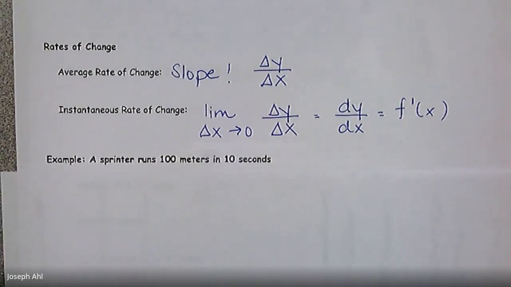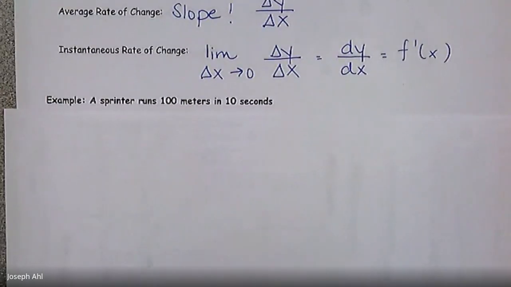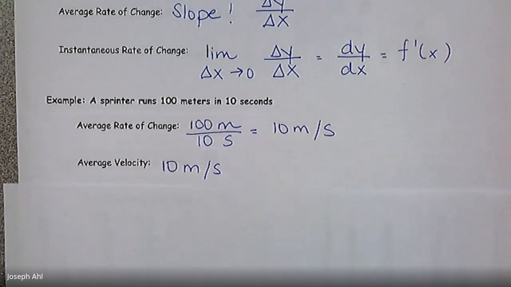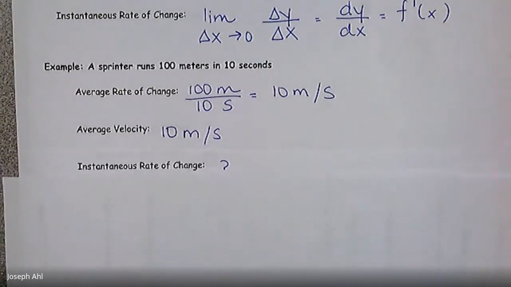So here's a good example. A sprinter runs 100 meters in 10 seconds. That sprinter's average rate of change, 100 meters divided by 10 seconds, would be 10 meters per second, which happens to represent the average velocity. But what if I wanted to know the instantaneous rate of change? In other words, what is the runner's velocity at 5 seconds into the run? We need a way to determine that, and it involves, of course, derivatives, right? The slope of the tangent line at that point along the function.